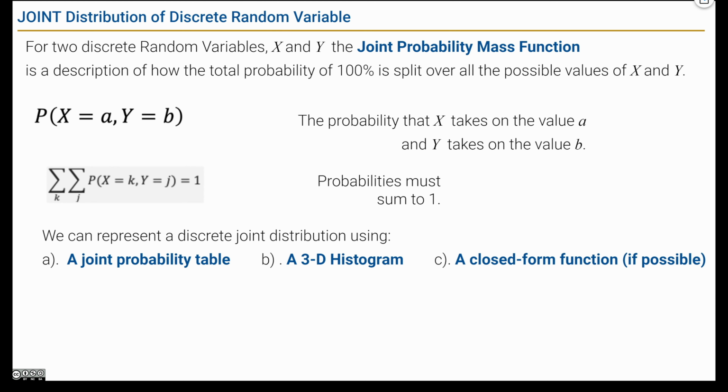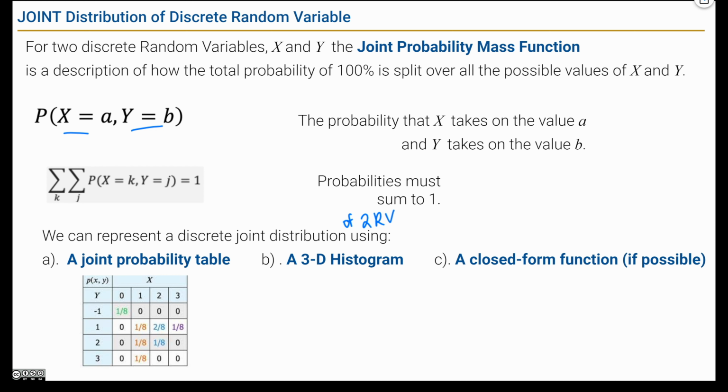In general, if you have a discrete joint distribution of 2 random variables, because that's what I've shown as our example here, then I can do a table, I can do a histogram, and sometimes I can actually write it as a function. A closed form function is what we're calling. Not always possible. So table is most likely way of representing.